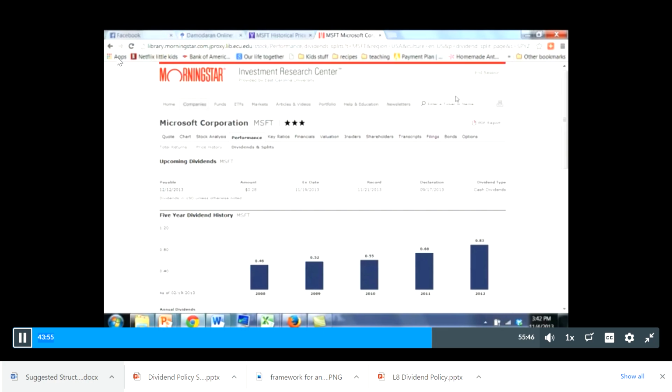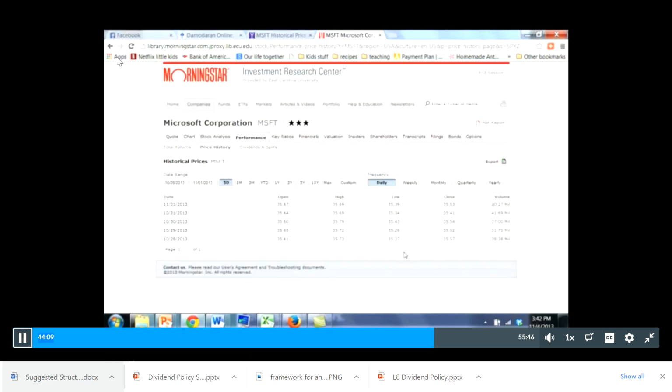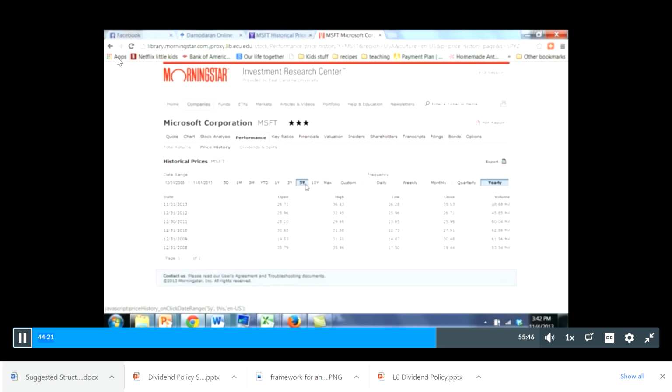You go to Morningstar, look up your firm, and once you get to your firm's page, here I'm looking at performance. Now, if you need your price history, if you didn't lift it from what you already have, you can come over here and you want yearly, right? Because you only need one stock price per year to compute annual returns, and you want 5 years. Okay, and so now you can just type these in right into your Excel spreadsheet.